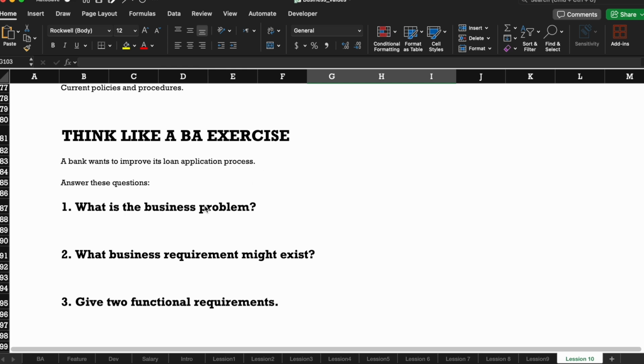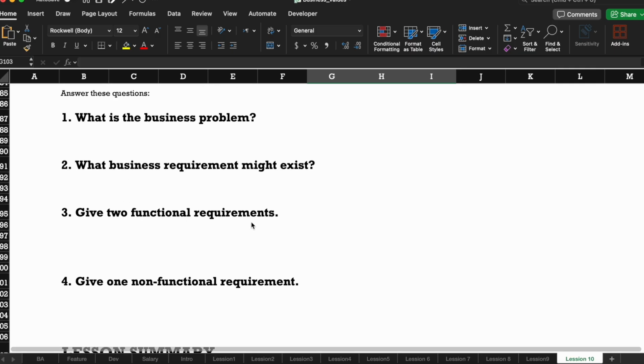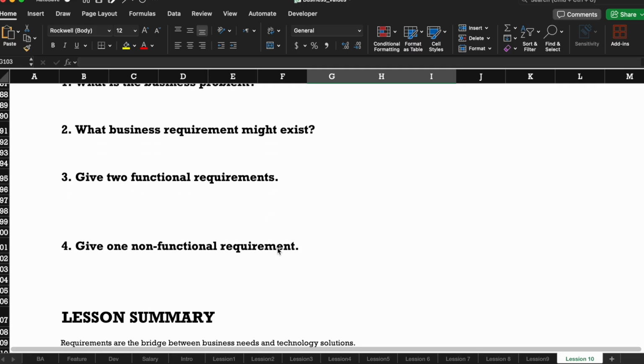So think like a BA exercise. A bank wants to improve its loan process. Answer 3 questions. What is the business problem? Question number 2, what business requirement might exist? Give 2 functional requirements and 1 non-functional requirement.